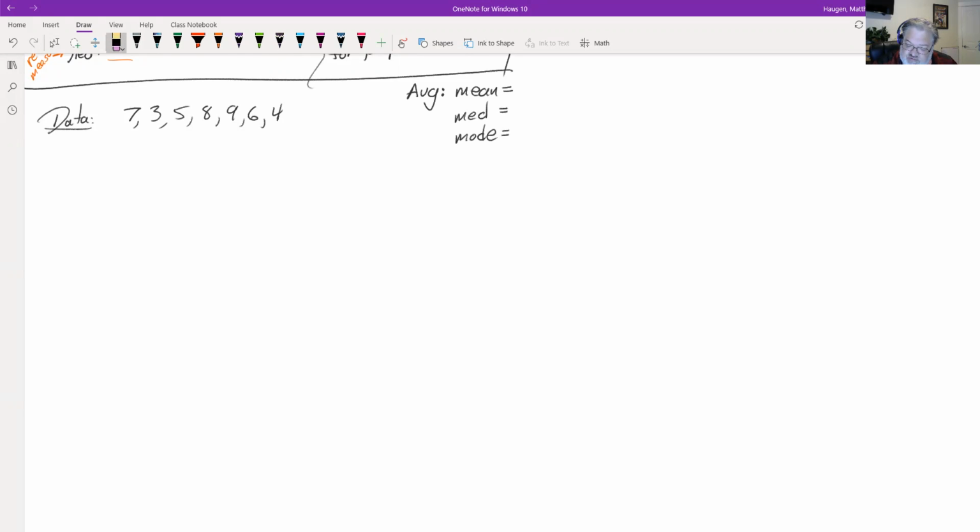Maybe it would be good for us if I started to use that X bar for the mean more often. Force you guys to get used to that. So take a moment with that data, find X bar, find the median, find the mode, and we'll talk about what kind of things can go wrong.